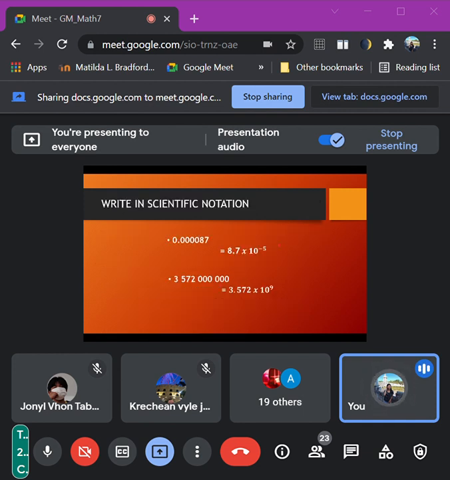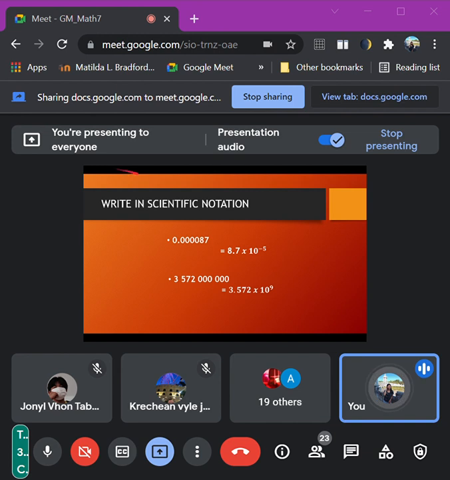Okay? Now, this time we're going to write this in scientific notation. So you have there 0.00087. As you can see, if we're going to change this into scientific notation, class, the given is either a whole number or it can also be in decimal form. So if the given is a whole number or decimal form, we can change that into scientific notation.